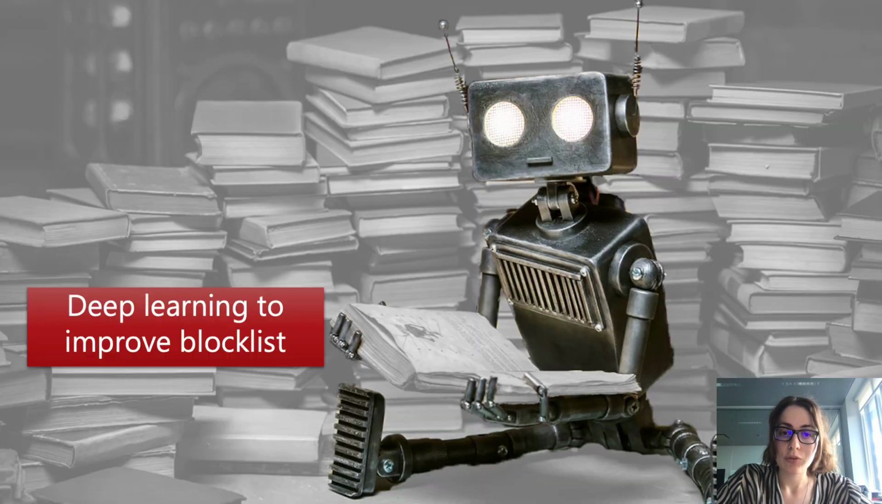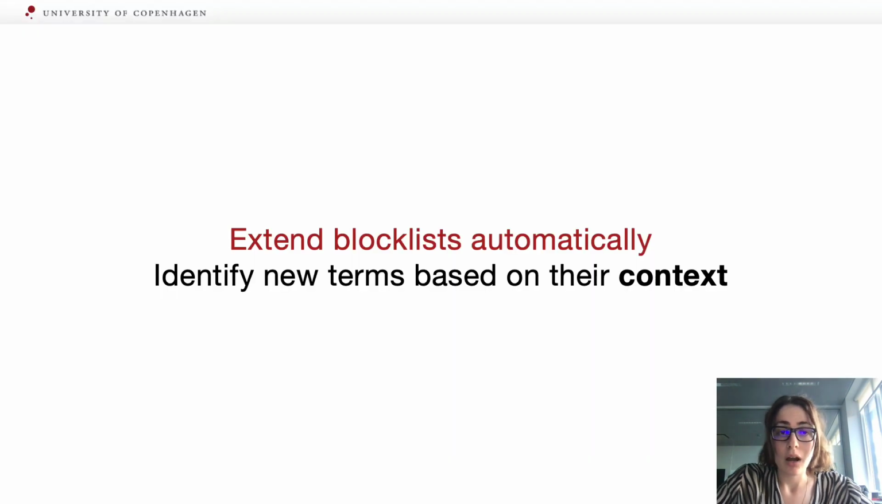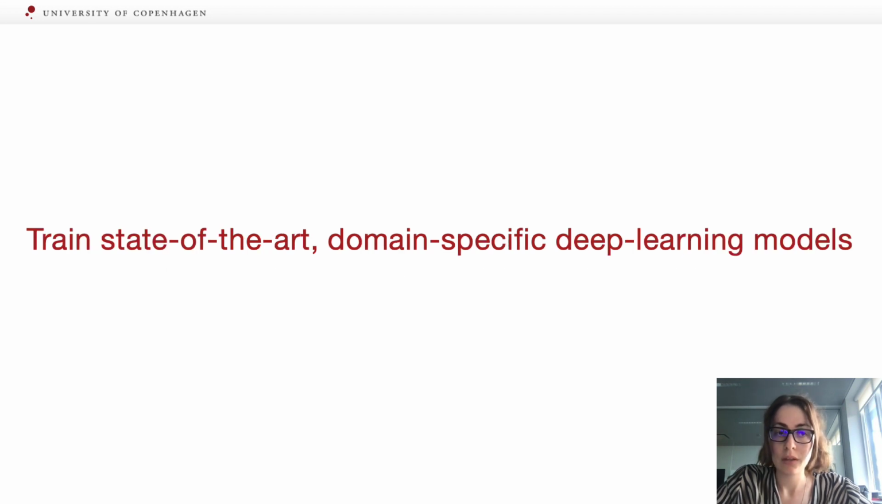For that reason, we decided to do deep learning to improve the block list that we have for the dictionary-based method. Our main goal is to extend the block list automatically, and in order to identify new terms, we want to use the context that is found around the terms. Then, using that, we want to train state-of-the-art domain-specific deep learning models.